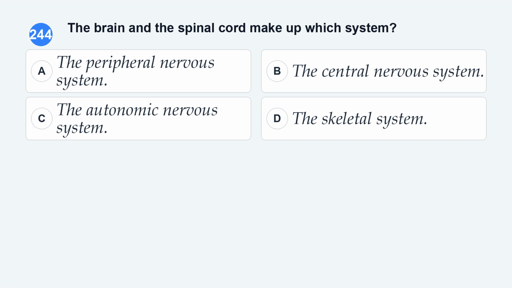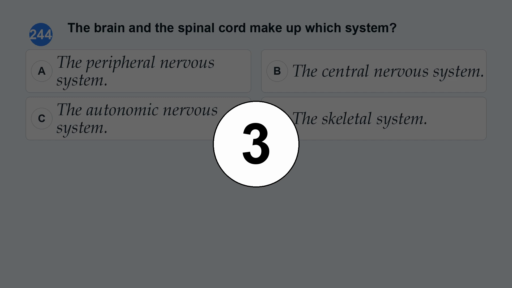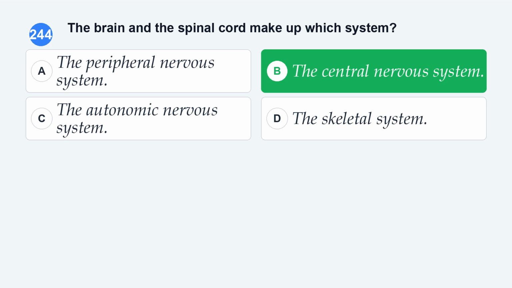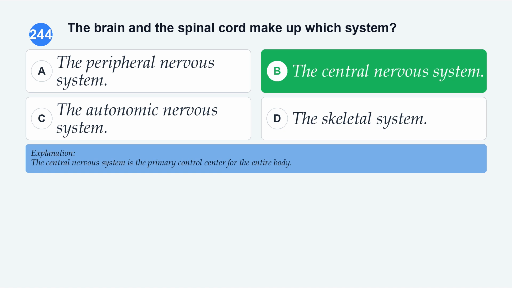Option A, the peripheral nervous system. Option B, the central nervous system. Option C, the autonomic nervous system. Option D, the skeletal system. The correct answer is option B, the central nervous system. Explanation. The central nervous system is the primary control center for the entire body.